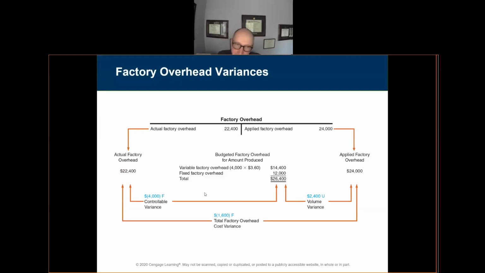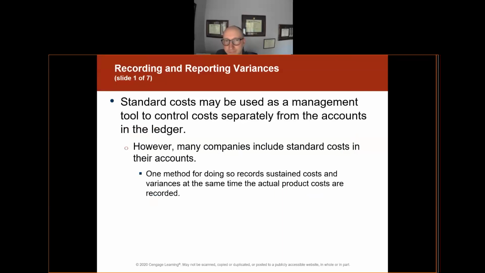So it's very, very similar in comparison to when we looked at direct materials, direct labor. Similar process anyway. Then why don't we record it? Standard costs are used in management to control costs separately. Remember, when we talk about factory overhead, we separate the fixed cost from the variable cost. We do the variance for both fixed and variable, the variance report.